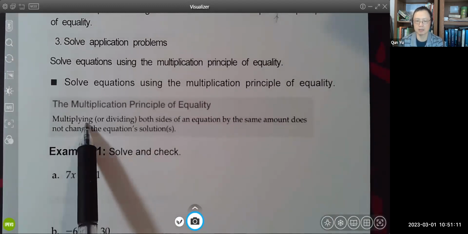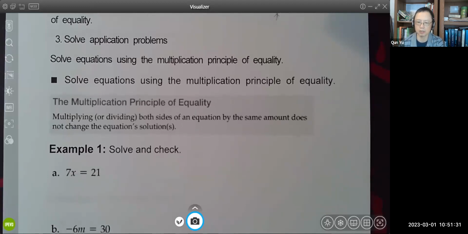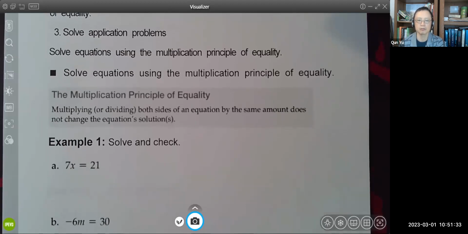Basically, this principle says as long as you do the multiplication on both sides, the equation will not change. The solution will remain the same. The equation will keep equal. Just keep in mind that as long as you do the same operation on both sides of the equation, nothing is going to change. You're going to be able to solve it. So let's look at our first example.